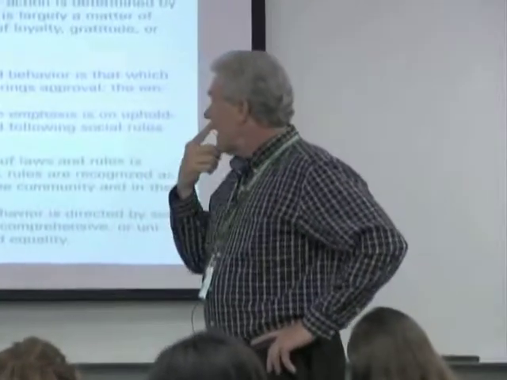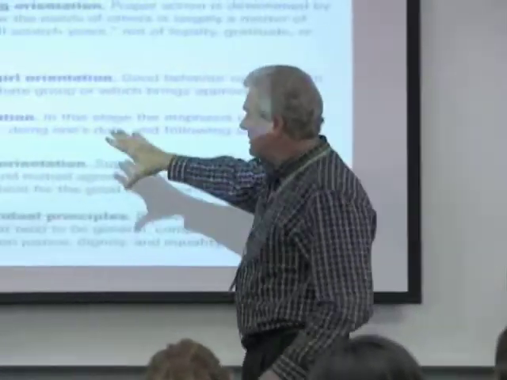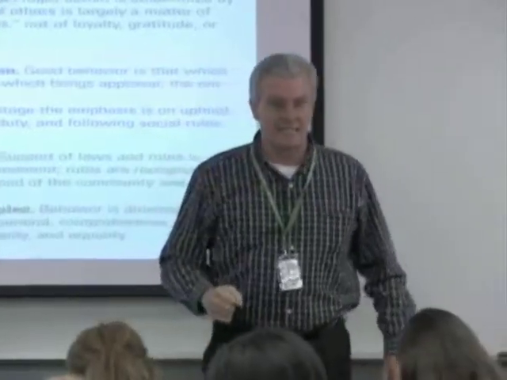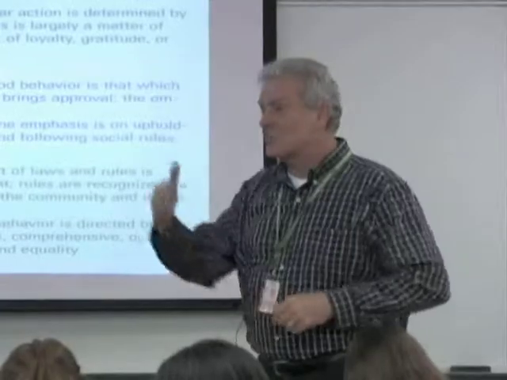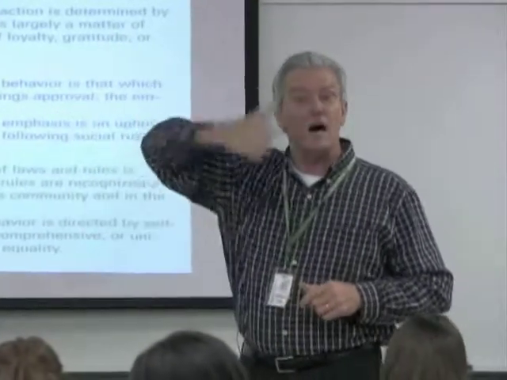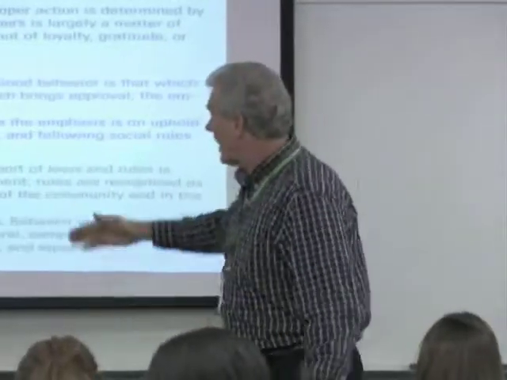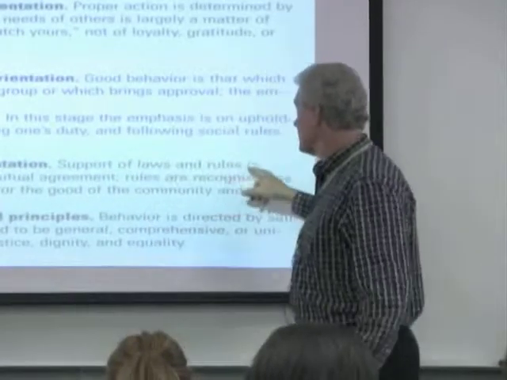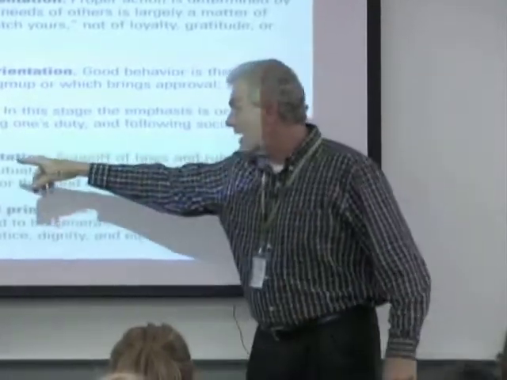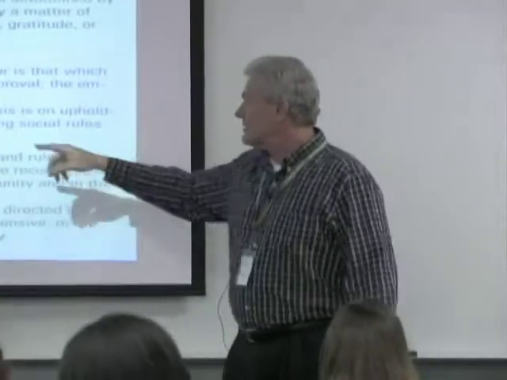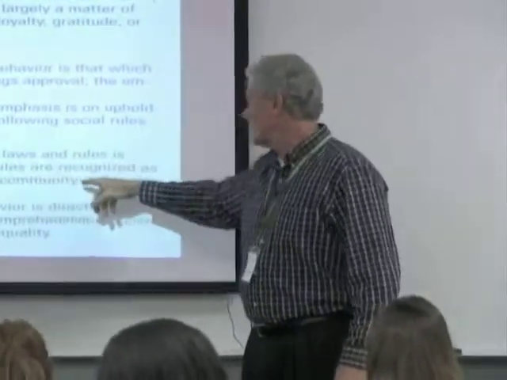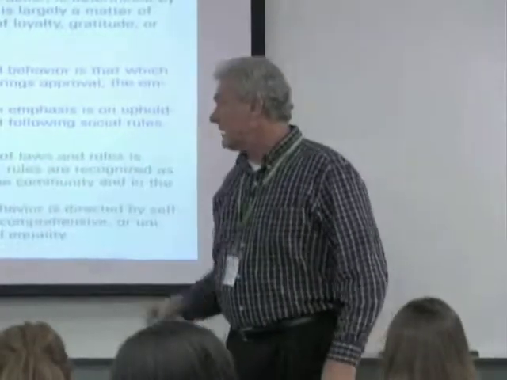Okay? Now, the post-conventional stage here is where we get a little dicey. When you go to stage 5, the social contract, this is usually 12, 13 years of age and up into adulthood. Social contract says that we support the laws and the rules, but it's based on rational analysis and mutual agreement. And rules are recognized as open to question, but are upheld for the good of the community and in the name of democratic values.